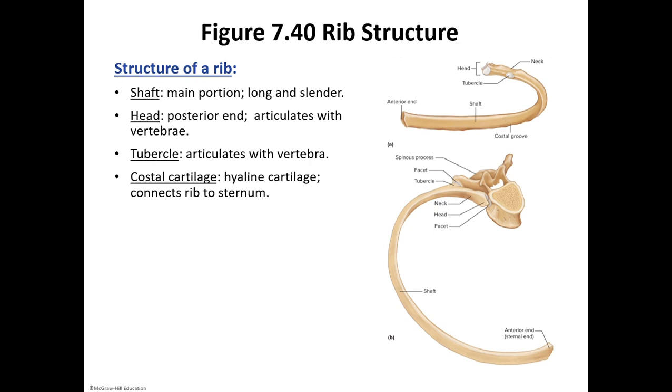You come around to the shaft of the rib, and then you have the sternal end. The costal cartilage is what connects the end of the osseous part of the rib to the sternum.